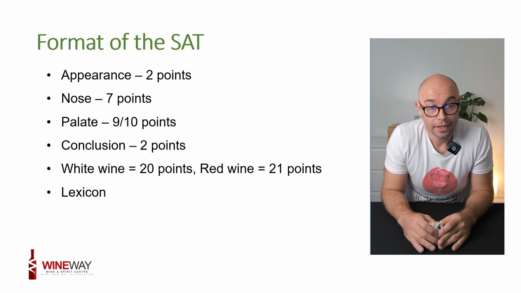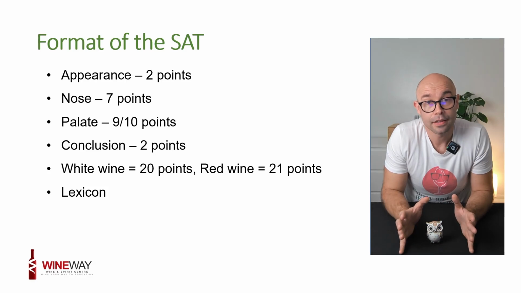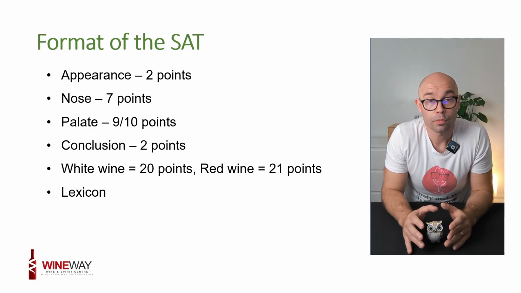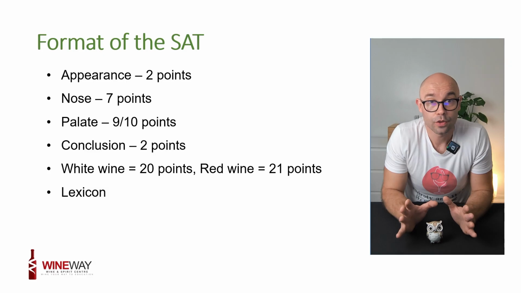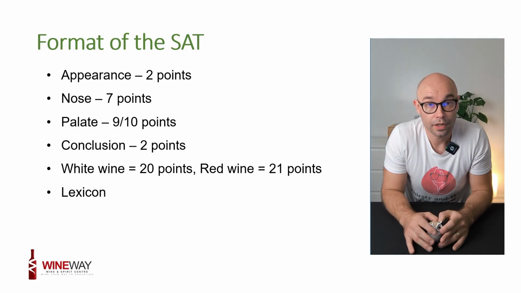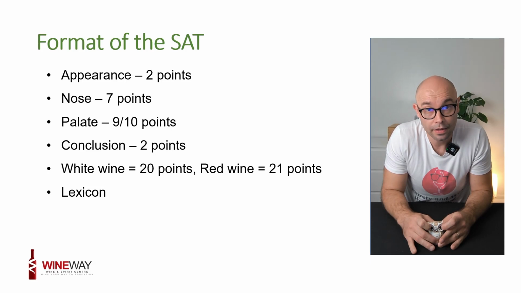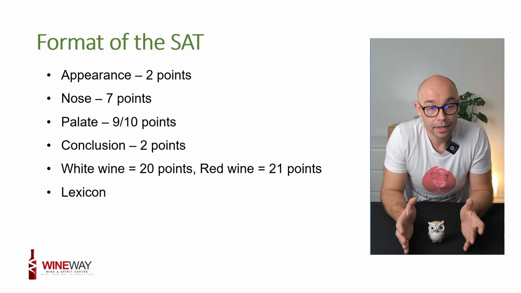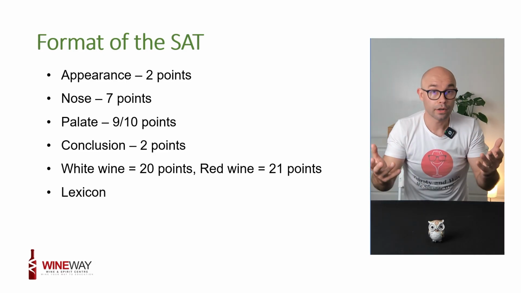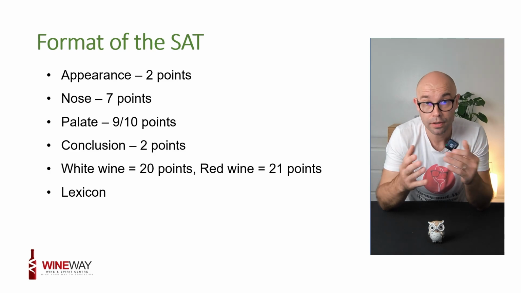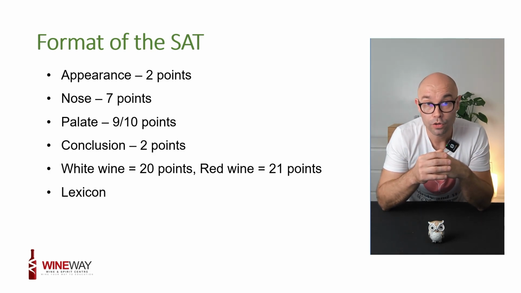The format of SAT. So, like I said, part of your Level 3 exam will be tasting two wines blindly. So the first thing that you need to know is how do you get points on the exam. There's 20 total points for white wines and 21 points for red wine. There's an additional point for red wine because of the comments on tannin, which are not mentioned for white wines. The format of the SAT has two parts. First is the description part, and the final part is the conclusion.